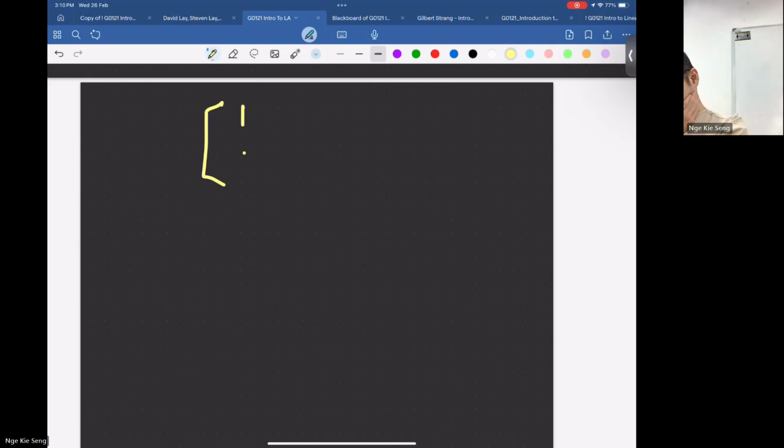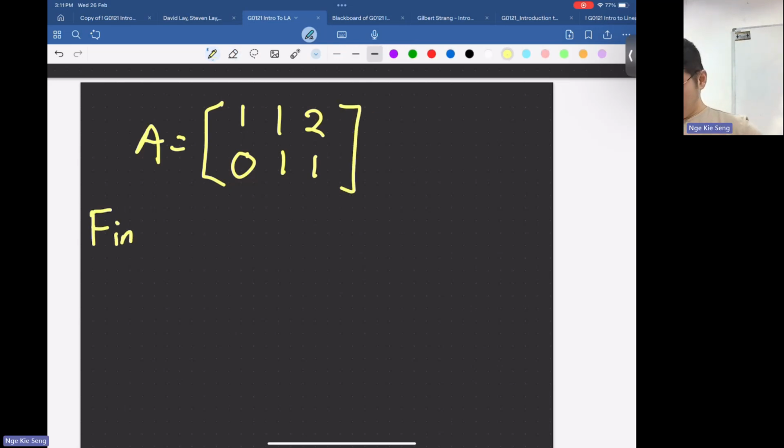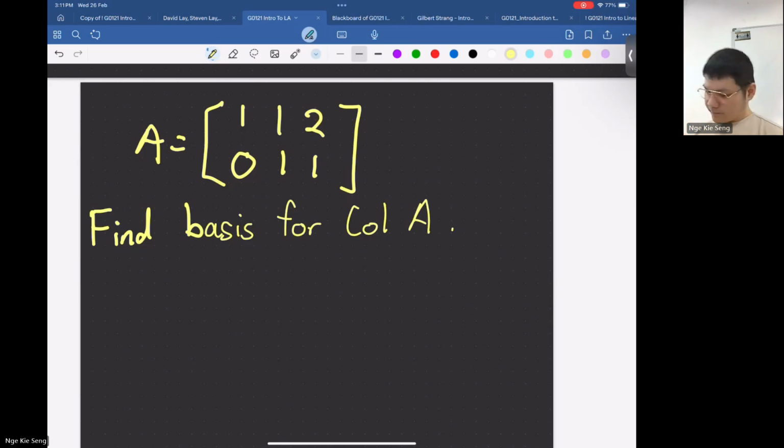1, 0, 1, 1, 2, 1, like that. Okay, let's call this A. Now we want to find a basis for Col A. So let's change this question a bit. Change to 2, 1, 1, like this. 1, 1, 2, 2, 1, 1.